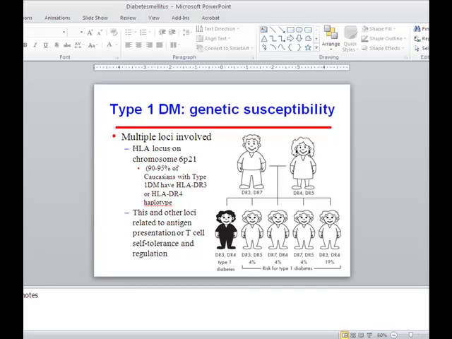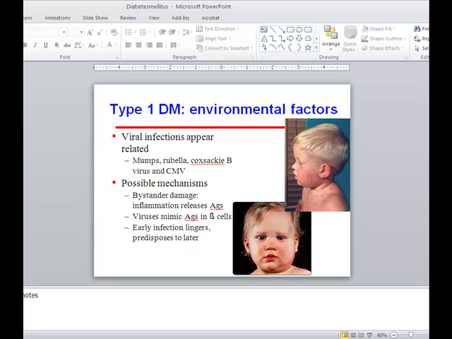Well, as I mentioned, in primary diabetes mellitus there is also genetic susceptibility, but I'm not going through the slide. We're not going through the details of which gene and inheritance patterns. But just remember that there are multiple loci involved, and it's not just a defect at one particular place.